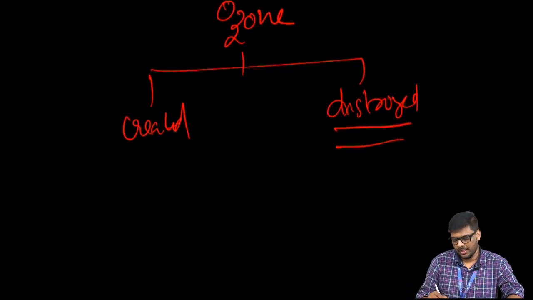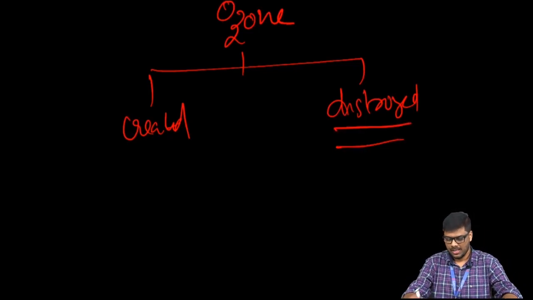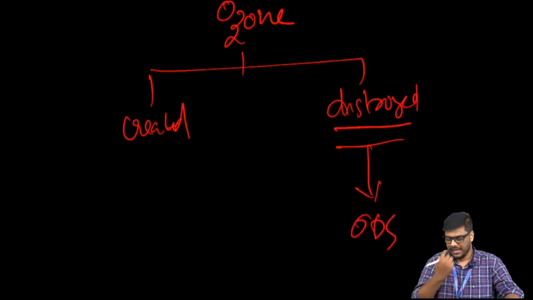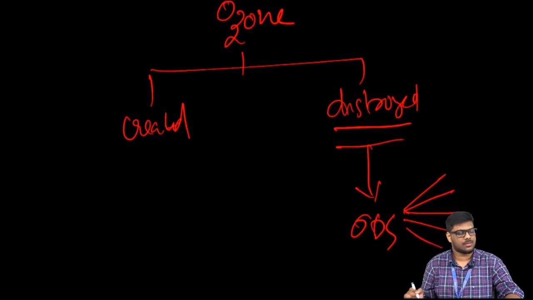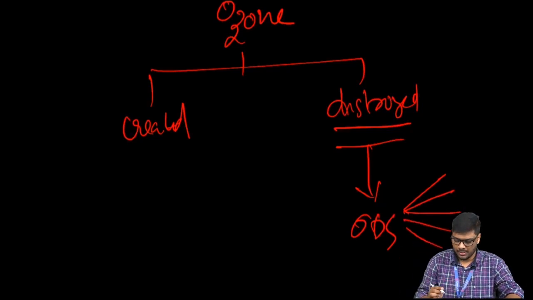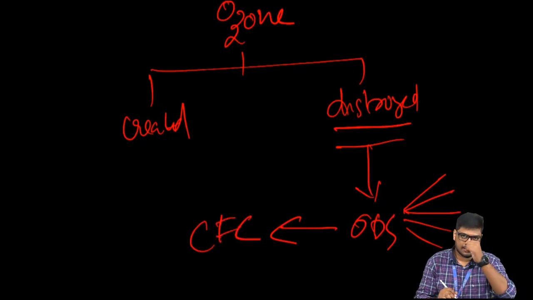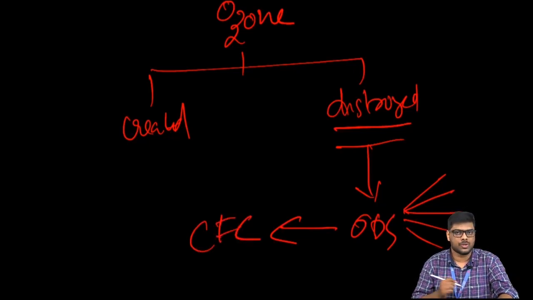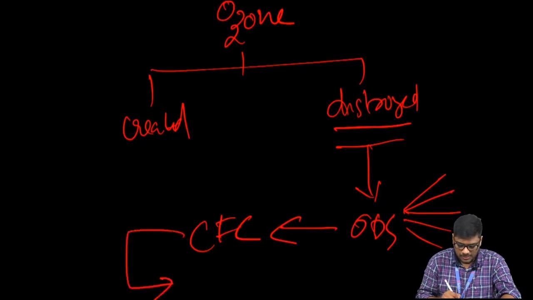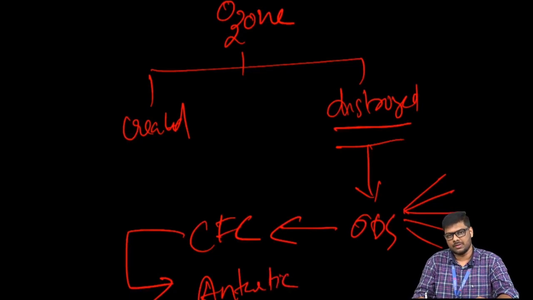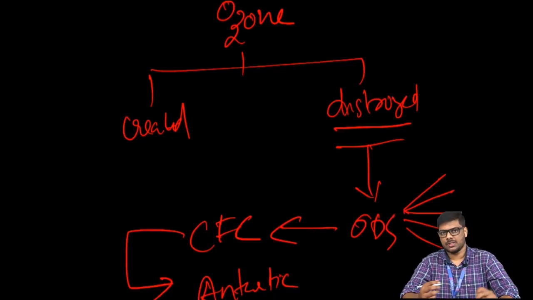And how is it destroyed? It can be destroyed naturally as well as artificially. Artificially it is destroyed by ozone depleting substances. Make a list of all the ozone depleting substances. The most important among them is chlorofluorocarbons, because these cause maximum ozone depletion. And where does it cause maximum depletion? Over Antarctica. It doesn't mean that nowhere else on Earth can we find an ozone hole. Most prominent ozone depletion is over Antarctica.